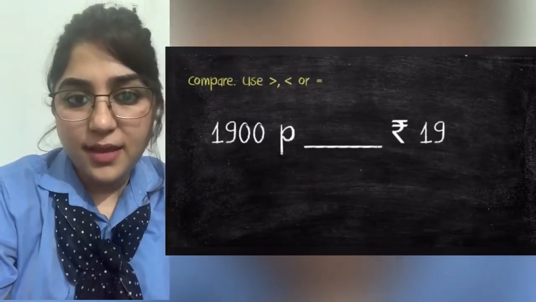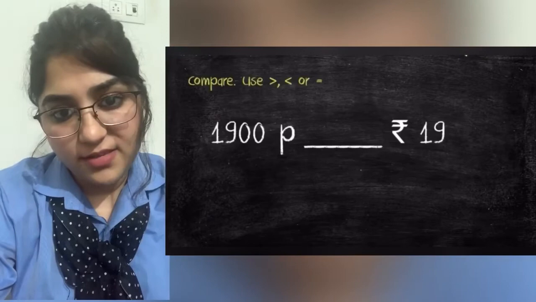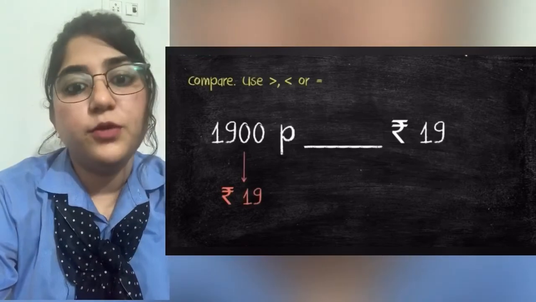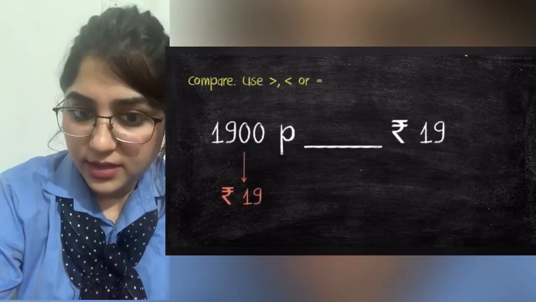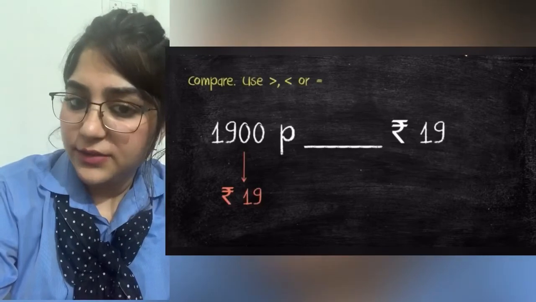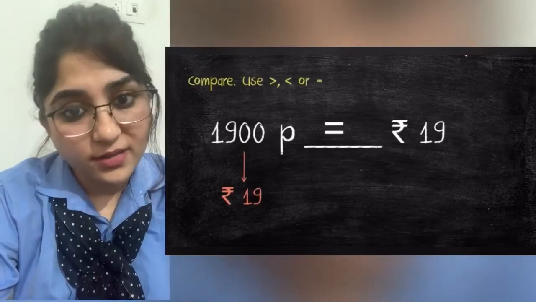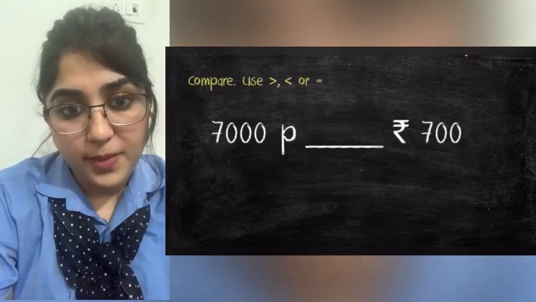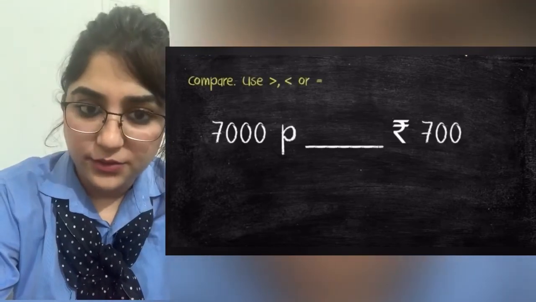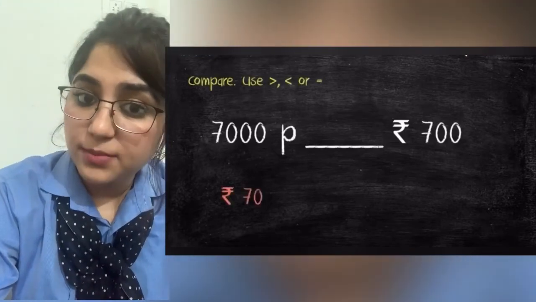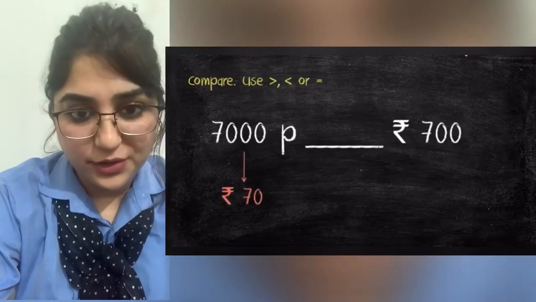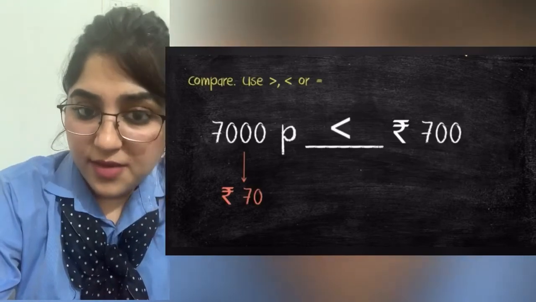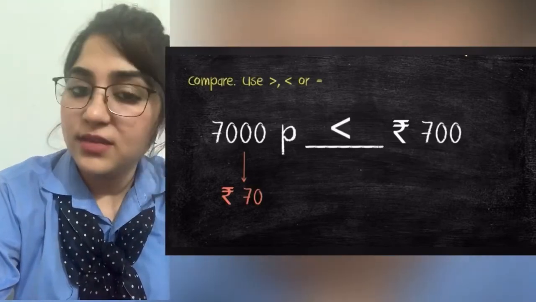Now students, compare 1900 paise and rupees 19. Students, 1900 paise would be converted as rupees 19. Therefore, 1900 paise is equal to rupees 19. And in the end, let's compare 7,000 paise and rupees 700. 7,000 paise can be written as rupees 70. Therefore, students, rupees 70 is less than rupees 700.